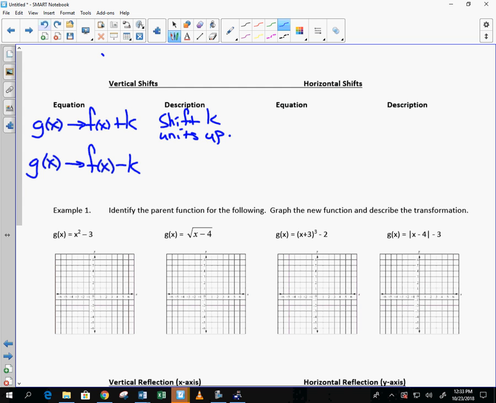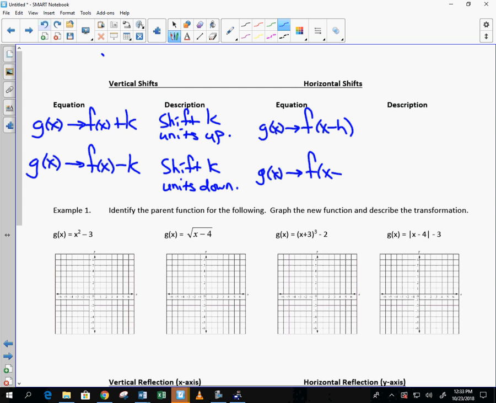What if we have a minus k? What do you think is going to happen there? Shift k units down. Well, that's just awesome. Horizontal shifts: g of x would become f of x minus h, or g of x would become f of x plus h. What's different about the h compared to the k in its location?